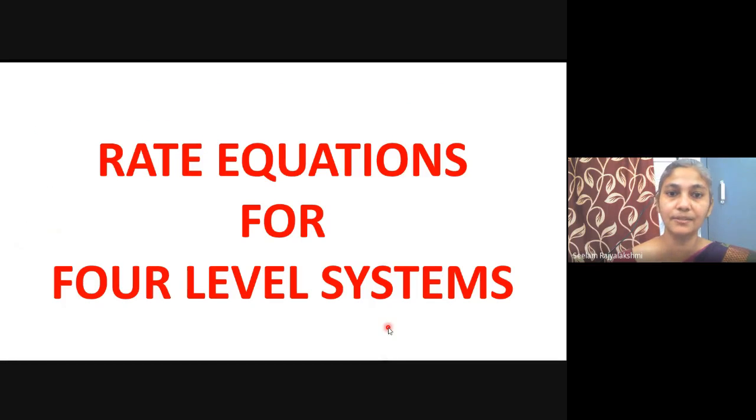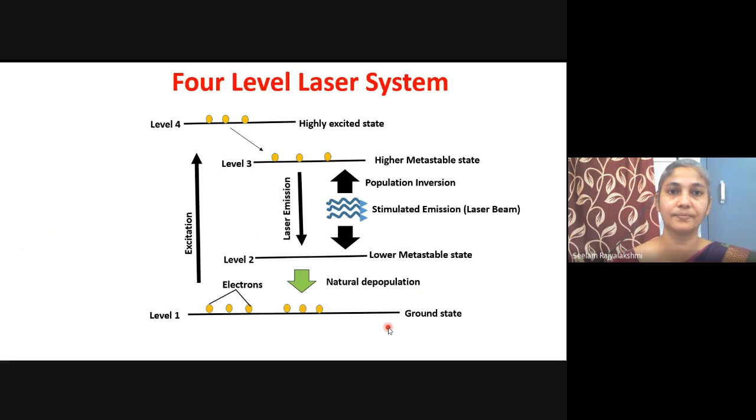Rate equations for four-level system. This is the diagram, and here we have four levels: level 4, level 3, level 2 and level 1. Level 1 is the ground state. Level 4 is the higher energy level, the highly excited state. Level 3 is the higher metastable state. This is the lower metastable state, or we can say lower laser level, and this is the upper laser level.